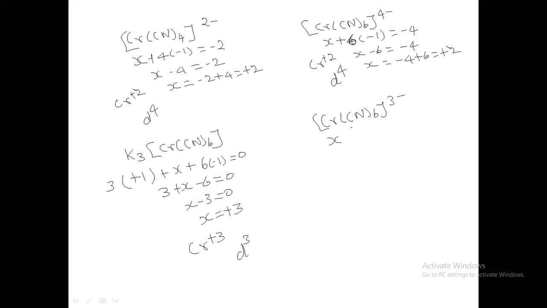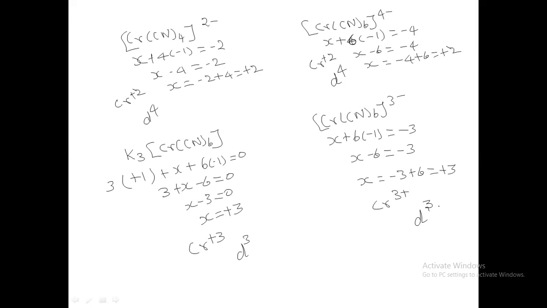Cr(CN)6 3 minus. Chromium we take as X. Each cyanido carries minus 1. Therefore, 6 into minus 1 is equal to minus 3. X minus 6 is equal to minus 3. X is equal to minus 3 plus 6, which is plus 3. Chromium in the 3 plus oxidation state. Chromium 6th family, remove 3 electrons. We have the d3 configuration. So, for any negative ligand, especially a monodentate negative ligand, you can show this type of contribution.